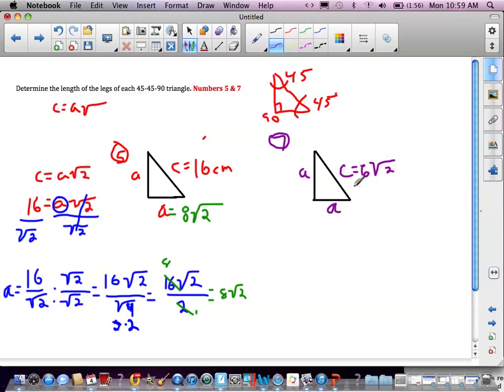Well, I'm just going to stay with the same formula. Whoops, I'm sorry. Let me go back. Okay, so once again, C equals 6 square root of 2, and I'm using my formula, C equals A square root of 2. So I'm going to plug 6 square root of 2 into C, and it's going to equal A square root of 2.